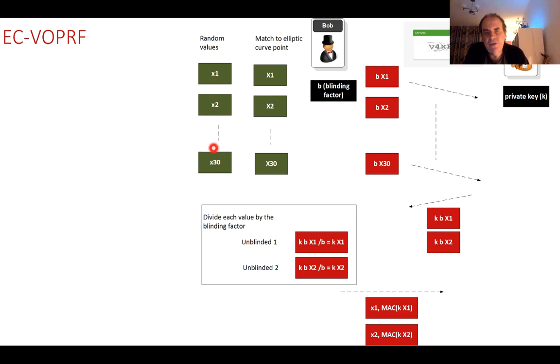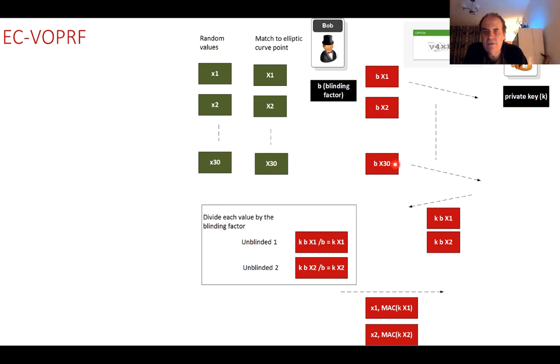So Bob generates 30 random values. Next, we map each of those values onto an elliptic curve, so we end up with an XY point here. We take the X value, and that's the X point on the elliptic curve. Now, Bob adds a blinding factor, a random number that he has to remember. He'll then multiply each of the elliptic curve points by b. This will generate these values here, b times x1, that's an elliptic curve point, through to b times x30.